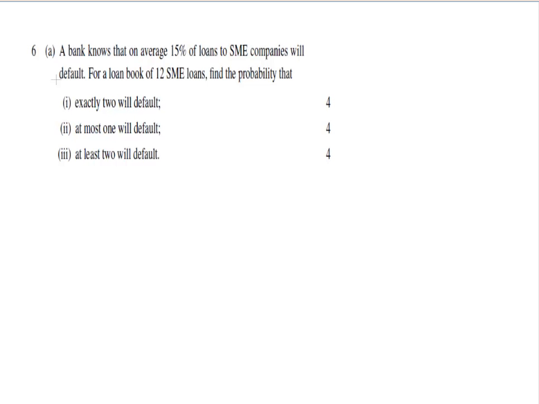First off, we actually have to decide what probability distribution this is. So what we're going to do is pick out a few remarks in the question, and first off, exactly 2, at most 1, and so on. You cannot have half a company defaulting, or half a loan defaulting, or 1.25 loans defaulting. You only have 1 loan defaulting, 2 loans defaulting, 3 loans defaulting, and so on. So it is a discrete distribution. That's the first remark. It's a discrete probability distribution.